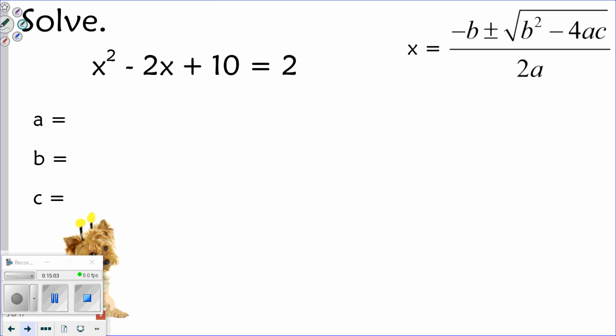All right, so next one. What do I do first? Set it equal to 0. So I got to subtract the 2.